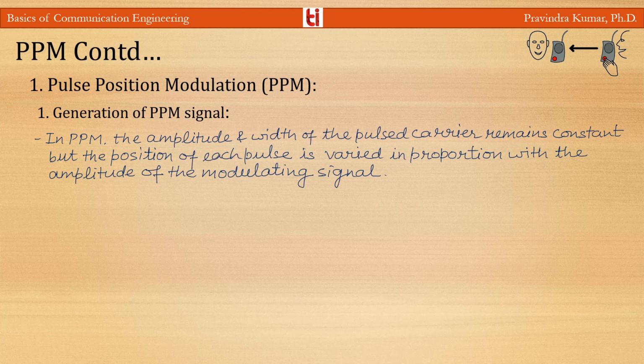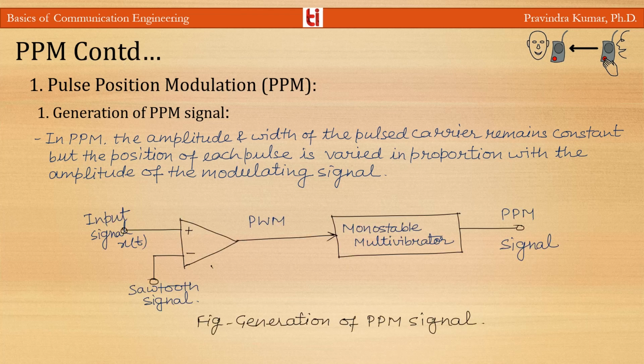In PPM, the amplitude and width of the pulsed carrier remain constant, but the position of each pulse is varied in proportion to the amplitude of the modulating signal. The position of the pulse is changed with respect to the position of the reference pulse. In the generation block diagram, a PPM signal can be generated using a PWM signal. You can see in your block diagram the PWM pulses obtained at the comparator output are applied to a monostable multivibrator.